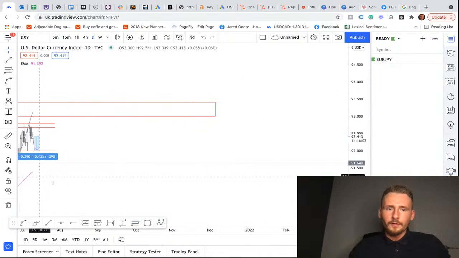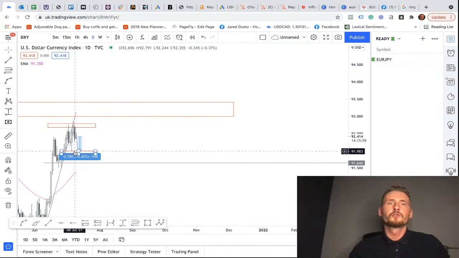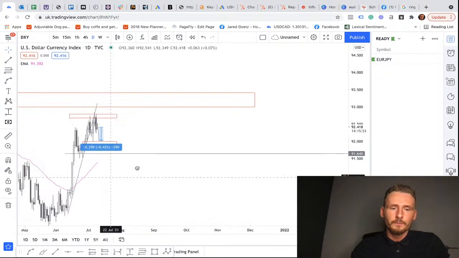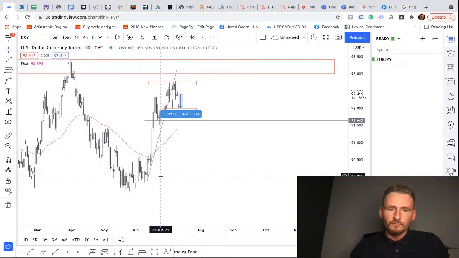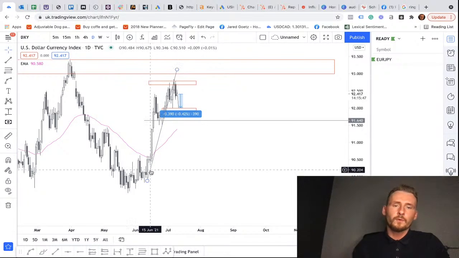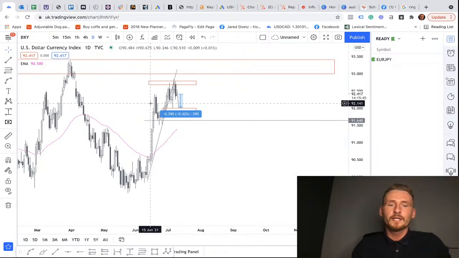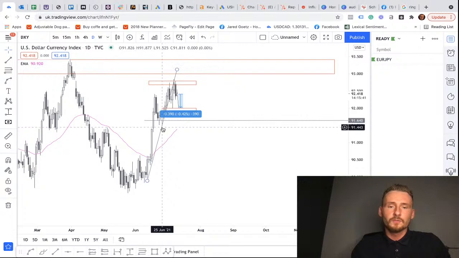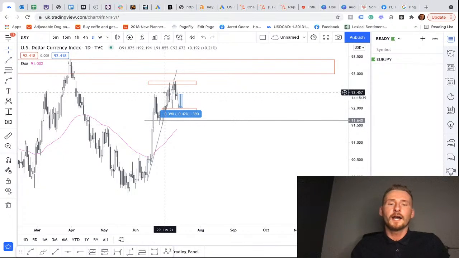Now the dollar has really started to show some weakness as of recently. You can see here that we had that big bullish push up. It started round about 14th of June 2021, and we managed to push up quite considerably, breaking these highs and then coming back down, small retracement, and then making new highs again.